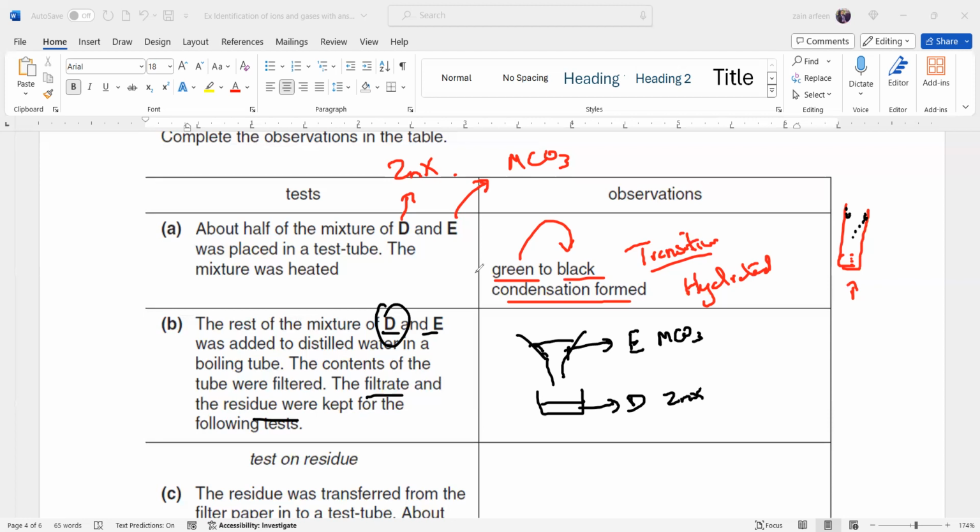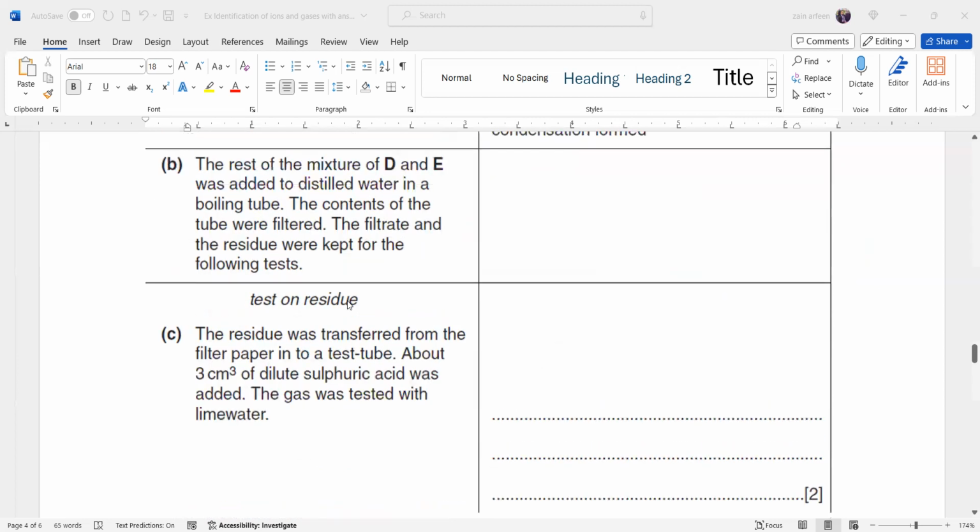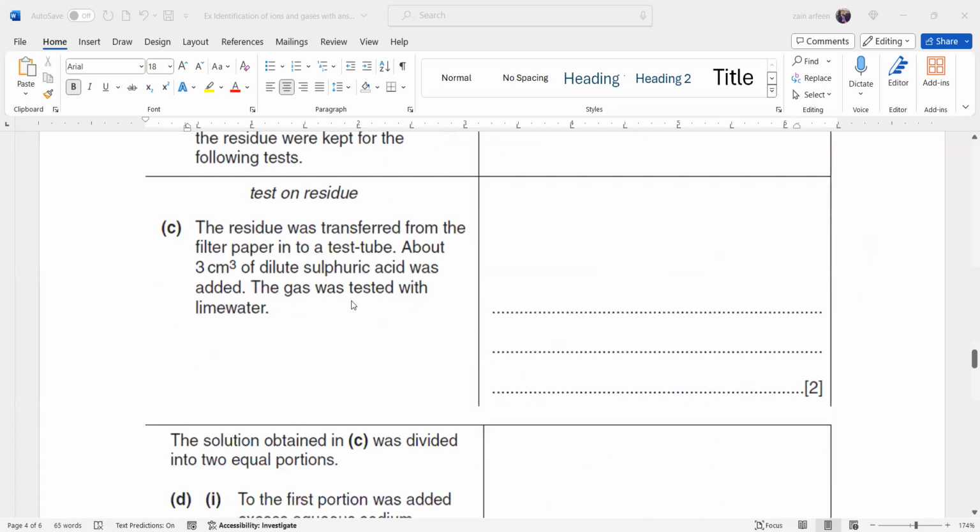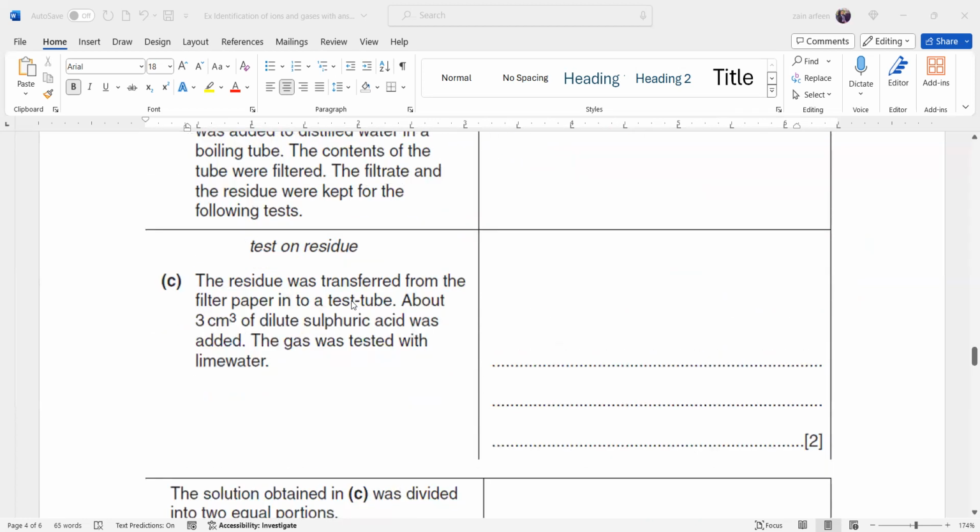Where E is a metal carbonate, most carbonates are insoluble, so likely to be. So the residue is metal carbonate and the filtrate is zinc salt. But this is not having marks. In exam, you can write these points, but this does not have marks. This is just to understand the concept of the question.